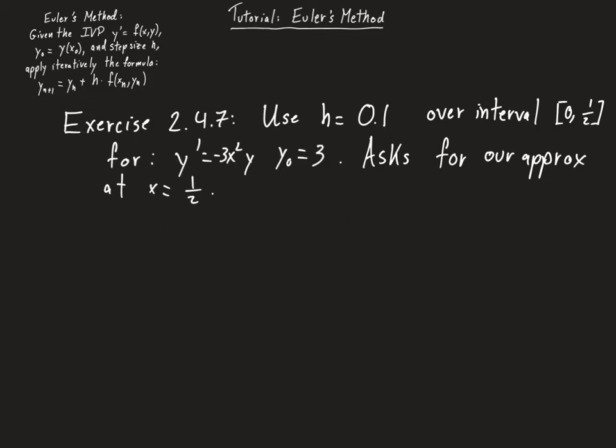All right, here we go. This time I'm going to tackle a variation of exercise 2.4.7 from the textbook. The process again is going to be exactly the same, but in this case I have a slightly smaller step size. Instead of h being 0.25, we're going with h being 0.1. And we have a slightly more complicated derivative that we're working with. Instead of y prime equals y, we have y prime is equal to negative 3x squared y.